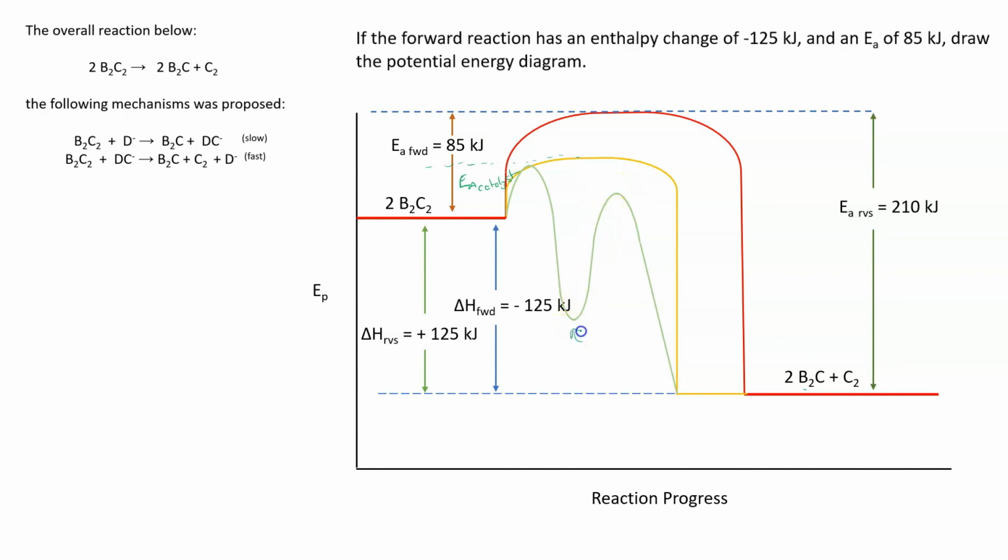Also, what I could do here in the valley is where I would expect to find my reaction intermediates. So in this case, the reaction intermediate that I would expect to find here is DC-.